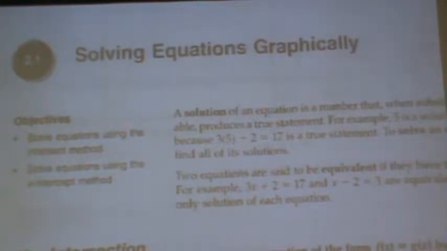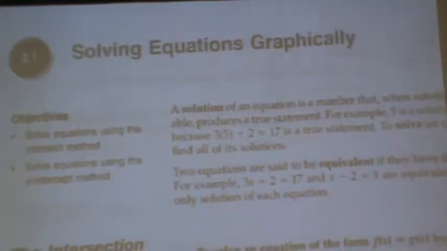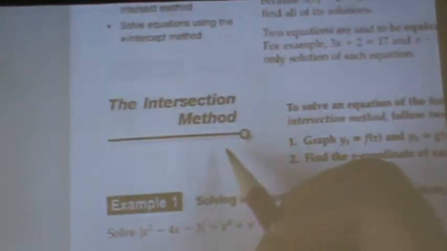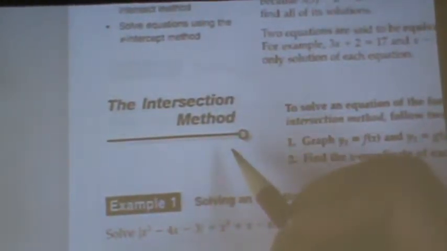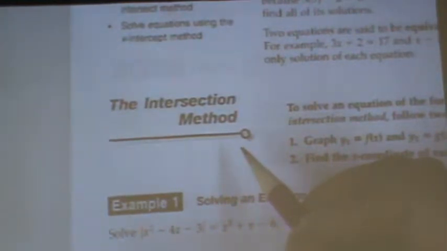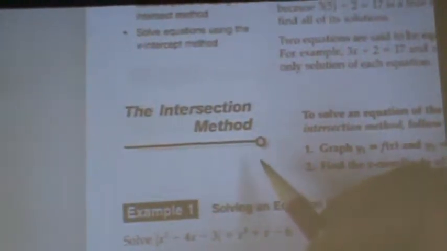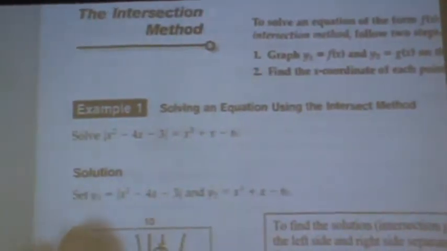All right, so now, there's two methods. The two methods are the intersection method, which is the least preferred method, and then on the back side is the intercept, the x-intercept method. And that's the method we're gonna spend all of our time on. But I do wanna show you the intersection method, and if you choose to use it, you can. Okay, here's the intersection method. Here's example 1.